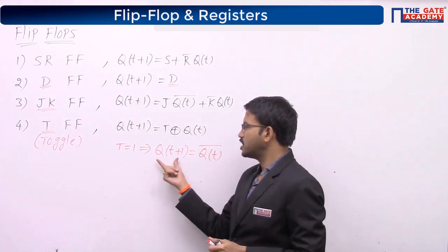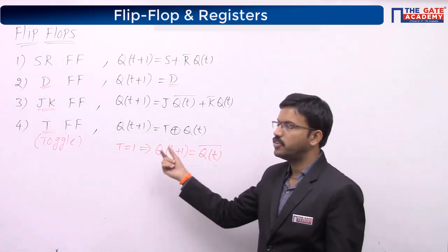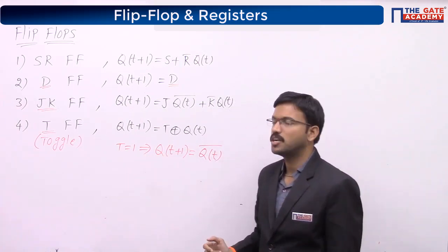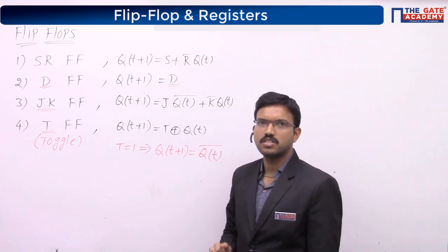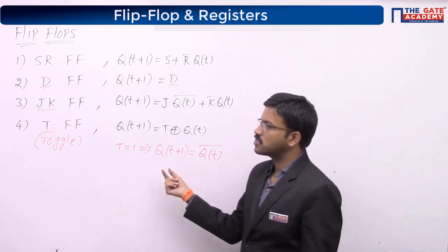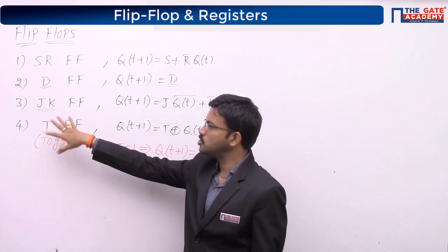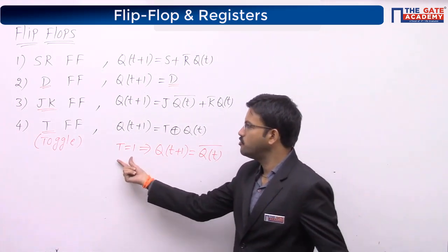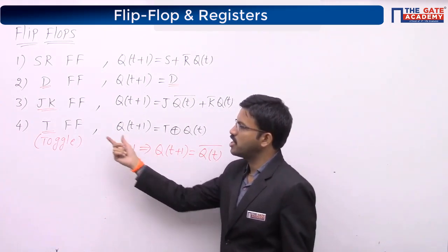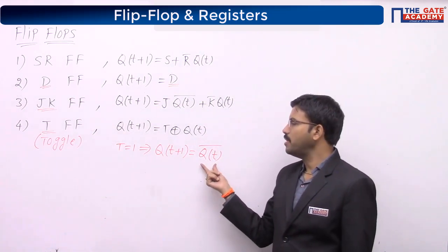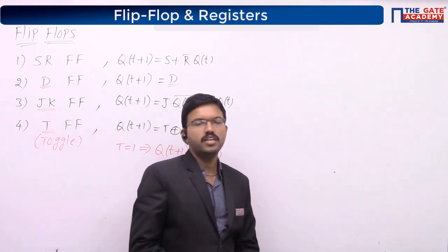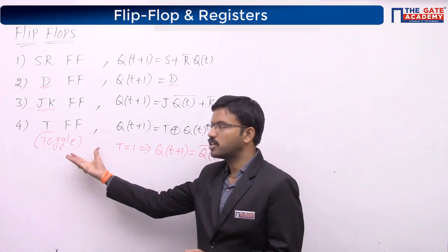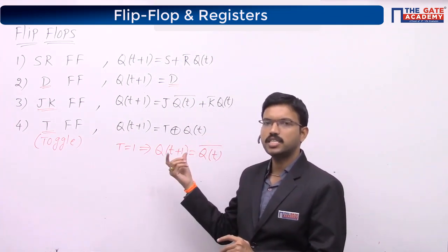So that particular phenomenon is called toggle phenomenon. If T equal to 1, then next state will be equal to complement of present state for each and every clock's edge. If you are considering positive edge, that means for every positive edge of the clock signal. If you are considering negative edge, for every negative edge of the clock signal. Assume the given flip-flop is a negative edge triggered flip-flop. If T equal to 1, then the next state of T flip-flop will be equal to complement of present state for every negative edge of the clock signal. Within brackets, you can write positive edge of the clock signal.